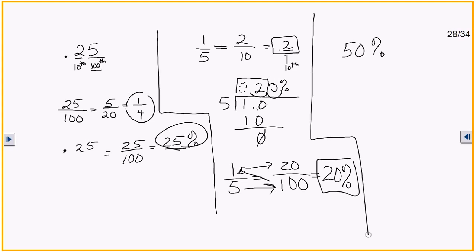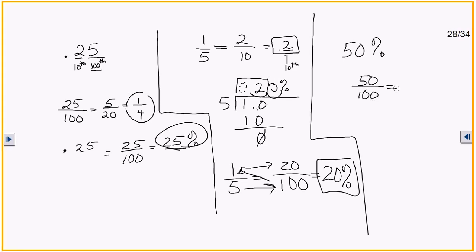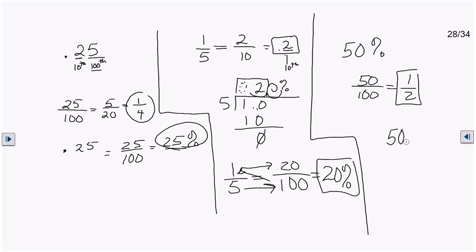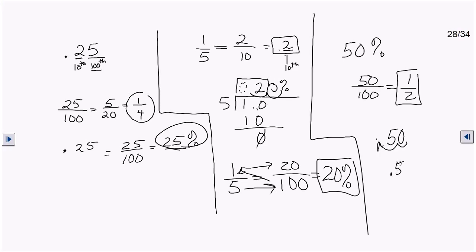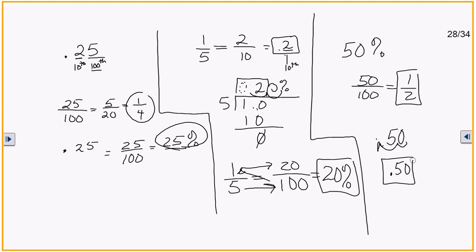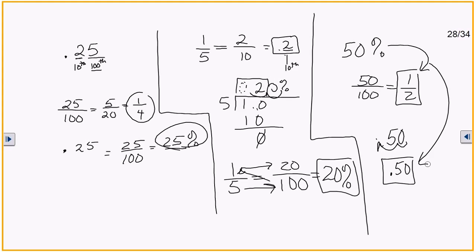Now 50. 50% is 50 over 100. 50 over 100, there's my fraction, 1 over 2. Now 50 over 100, I can change that into a decimal by saying, okay, that's 50, and then I move 1, 2, 0.5 is my decimal. So I've changed a percent into a fraction and a decimal.